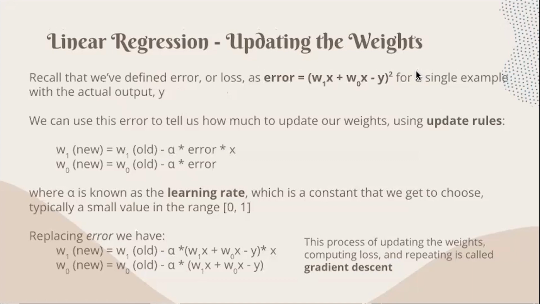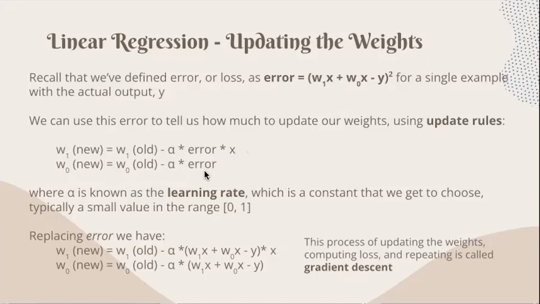So now that we've defined error, as remember in the last page we did it as the sum of squared errors, we need to figure out how to update our weights. There are certain things called update rules. And this right here is an equation for how you update your weights. So your new weight is equal to your old weight minus a times the error.